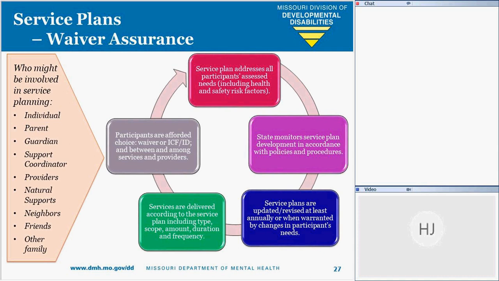The state has to monitor the service plan development to make sure that it's in accordance with the policies and procedures. We check that it's being changed when it's warranted by participants' needs. It has to be updated and revised at least annually. We'll have to ensure that the services in the service plan are within the limitations of the waiver definition. The service plan also has to ensure that participants are afforded choice, that they want a waiver service and not an ICF/ID or a nursing home, and that they have choice among services and among providers.